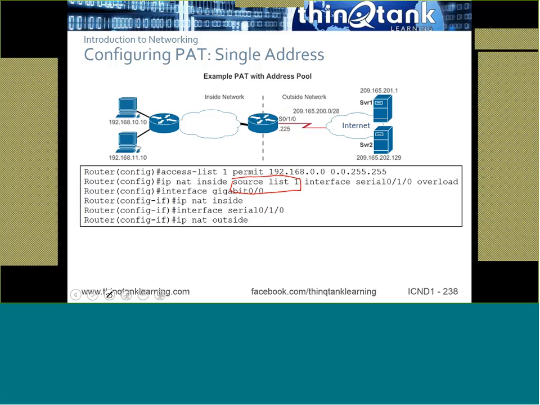And by the way, access list 1 is here. And that's saying anybody that has an address of 192.168. Again, we haven't gotten into access lists yet. We will in a little bit, but anything that begins with 192.168 is going to get translated. But what is it going to be translated to? It's going to be translated to the IP address on my outside interface.